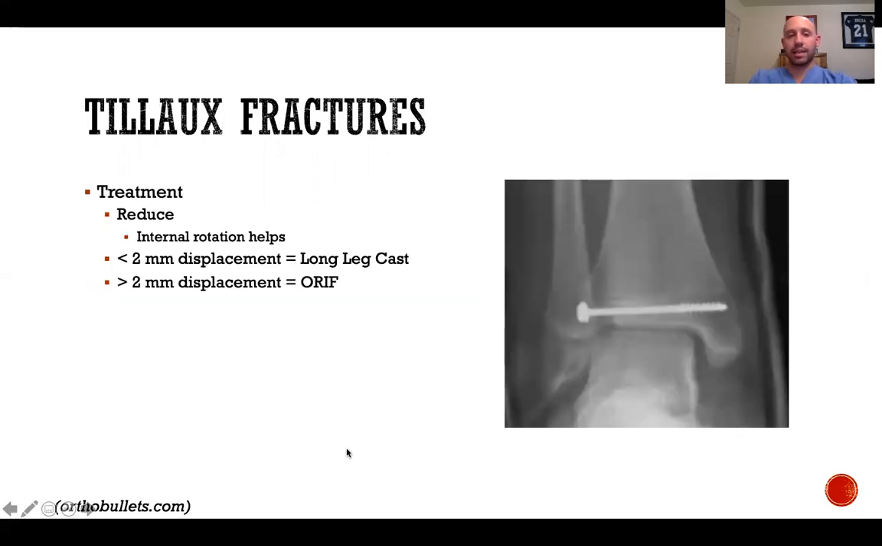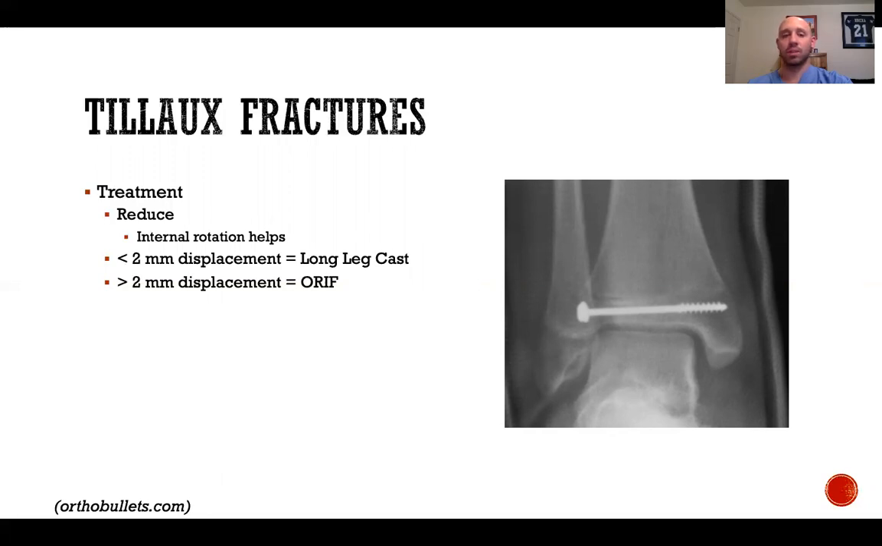So how do we treat these? So first we want to reduce them, and then we check for the amount of displacement after. So to reduce them, a trick is to do some internal rotation, which is the opposite of the mechanism or force that caused the fracture. And then we put them in a long leg cast, and we check our displacement.